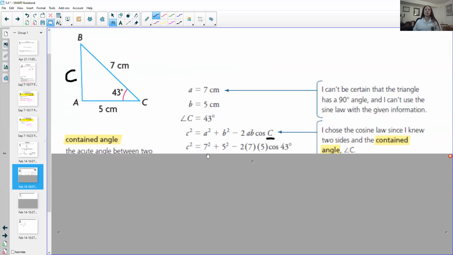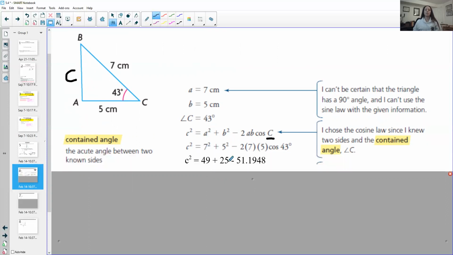So 7 squared is 49. 5 squared is 25, and you can do this part all in one step, and you should get 51.194, and again, I rounded to 8. Please include this step. I would like to see 3 separate numbers.